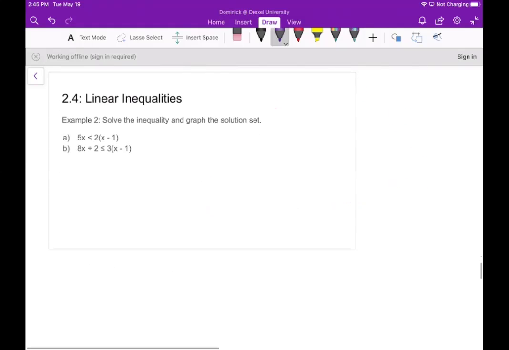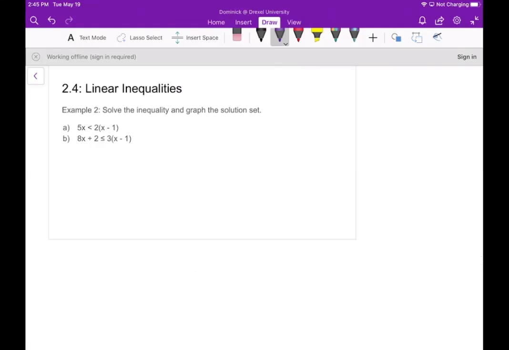Okay, let's look at example 2. In example 2, we have 5x < 2(x - 1). Of course here we need to distribute. We get 2x - 2, so then I can subtract 2x, and I get that 3x < -2. And once I divide, I get x < -2/3.